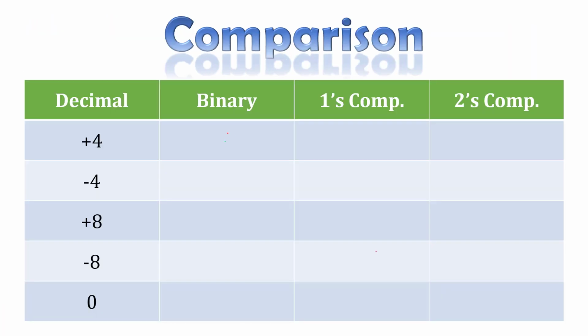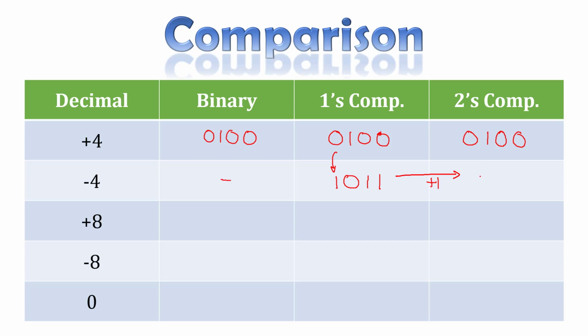If you have a positive 4 in the binary system, it will be represented by 0100. In the 1's complement, remember there are no differences, so it's still 0100. Likewise, in the 2's complement, all positive numbers and binary numbers and 1's complement are exactly the same, so it's still 0100. For negative 4, we do not have a representation in the binary system. In the 1's complement is just simply the inverse of this, so I get 1011. And the 2's complement is the plus 1 from the 1's complement, so therefore when I plus 1, I will get 1100.